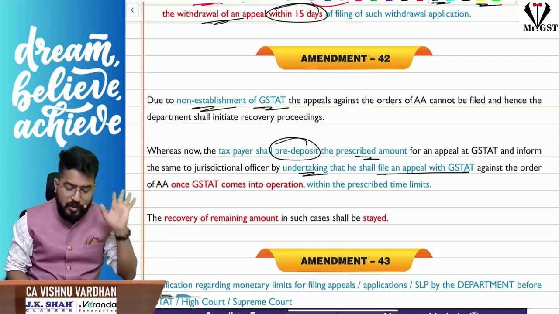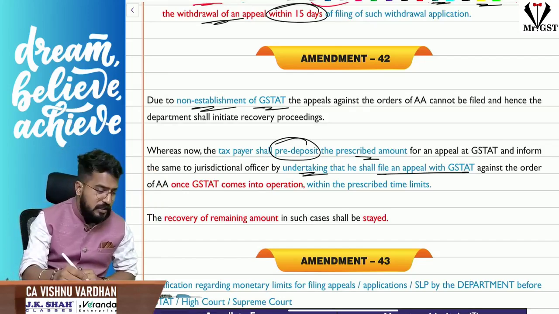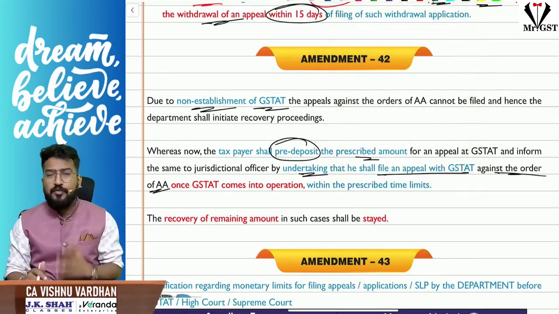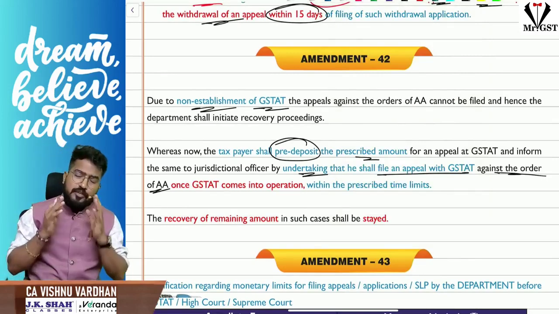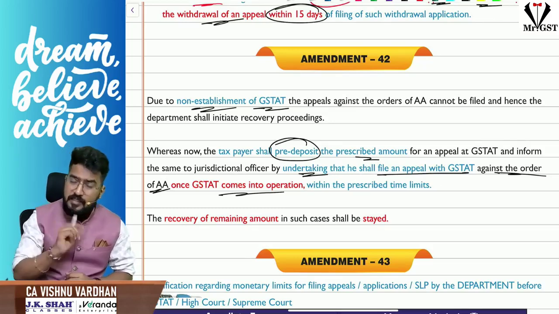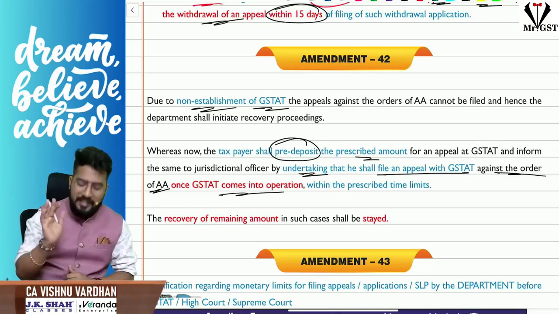Like that, you have to take an undertaking against the order of the adjudicating authority. You decided to go for an appeal? I decided to go for an appeal, sir, but the GST appellate tribunal is not there. So once it comes into operation, you will go for an appeal, no? Yes, sir. Please agree for that and pay the pre-deposit now only.